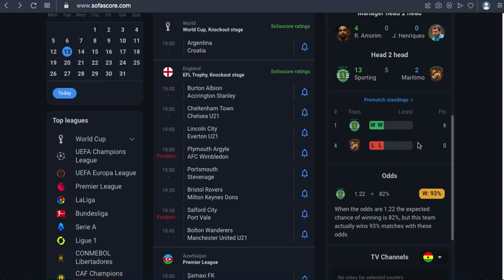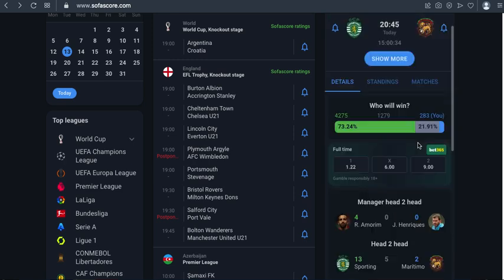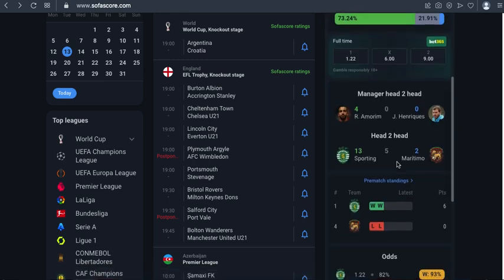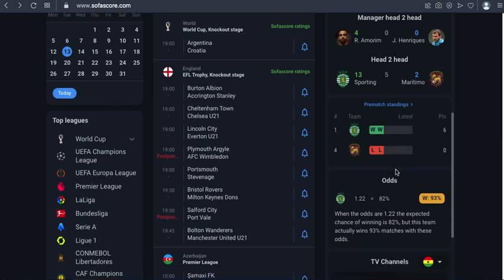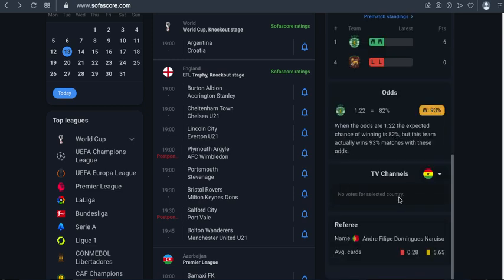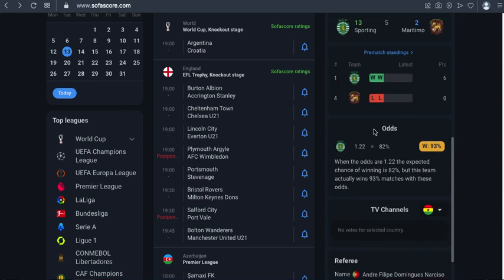So SOFASCORE gave us all these stats and this strategy to get to know the good outcome of this match. This shows that Sporting is winning straight away with the help of the 99% winning that SOFASCORE gave to Sporting. And you can see that the away team does not even have any percentage. The away team has 0% for winning this match. So we cannot even find the away team here. Only the home team, that is Sporting, is found here.